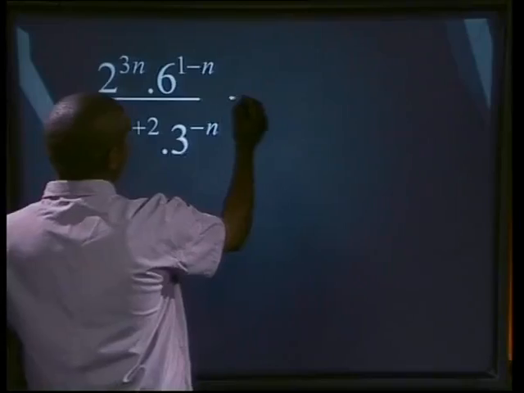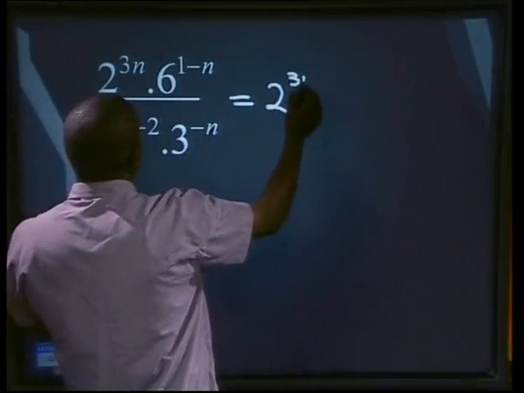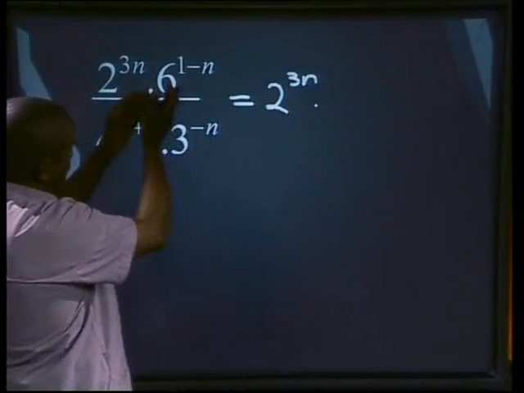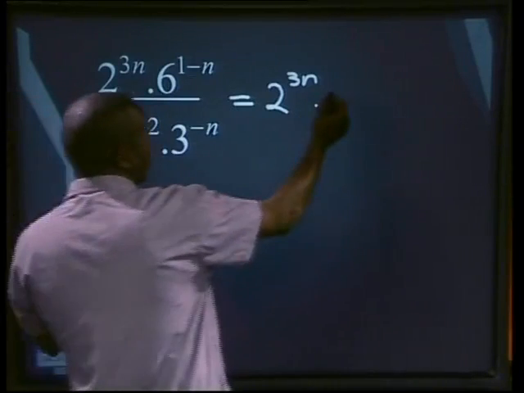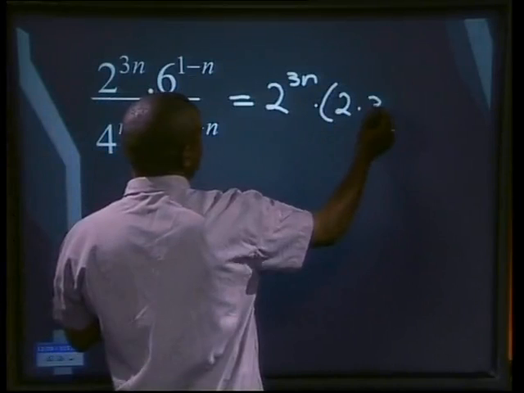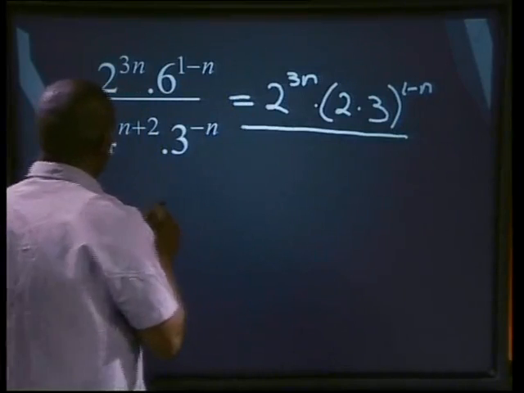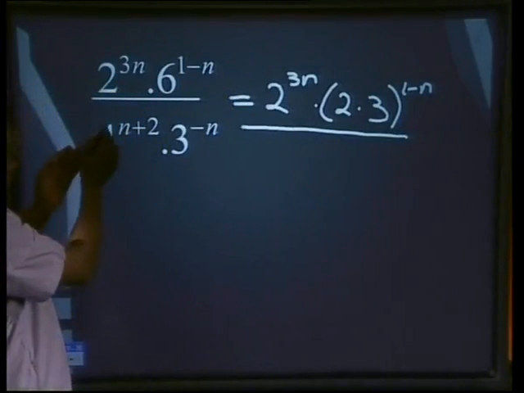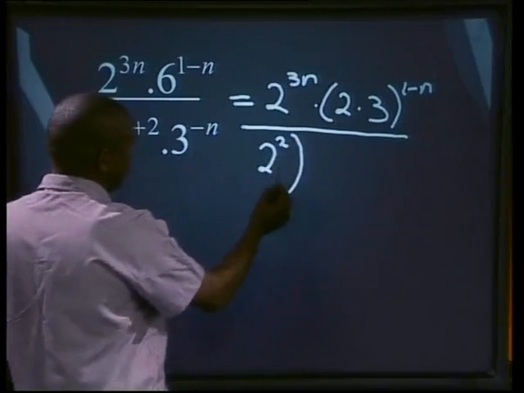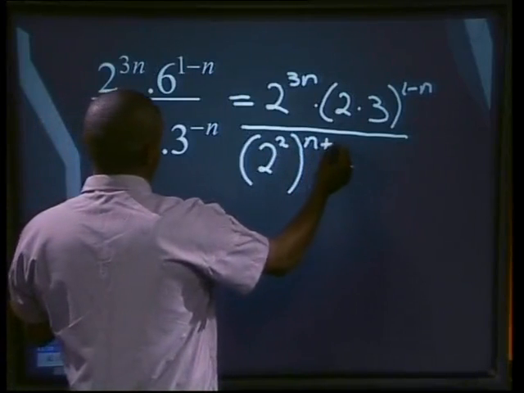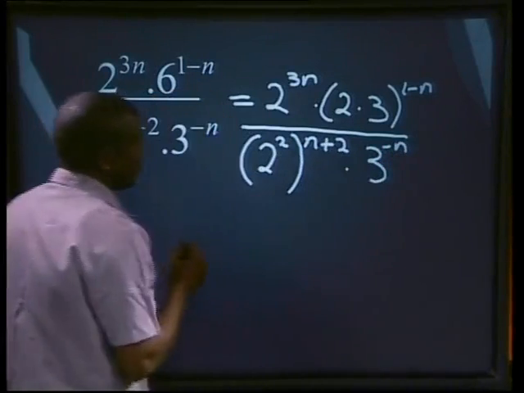So in this case here, 2 is a prime number. So we write 2 to the power of 3n multiplied by, our 6 is not a prime number. What are the prime factors of 6? It will be 2 times 3. That means we can write 2 times 3 all to the power of 1 minus n, divided by 4 to the power of n plus 2. Now 4 is not a prime number. So 4 can be written as 2 to the power of 2, all to the power of n plus 2, multiplied by 3 to the power of minus n.